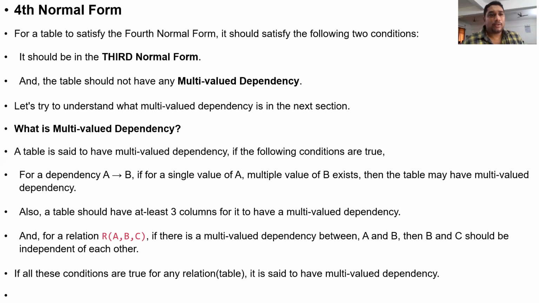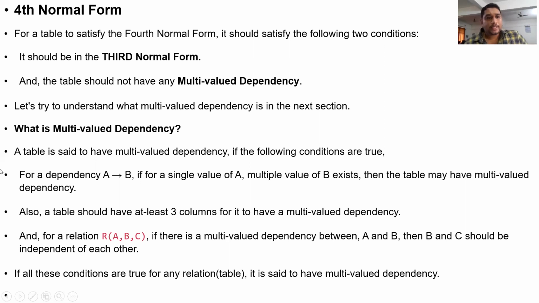Clear? For a table to satisfy the fourth normal form, it should satisfy the following two conditions. It should be in the third normal form, and the table should not have any multi-value dependencies. Correction: it should be in BCNF, not third normal form. This was a mistake. It should be in BCNF, and the table should not have any multi-value dependency. Two or more values which consist of the same data have to be removed.